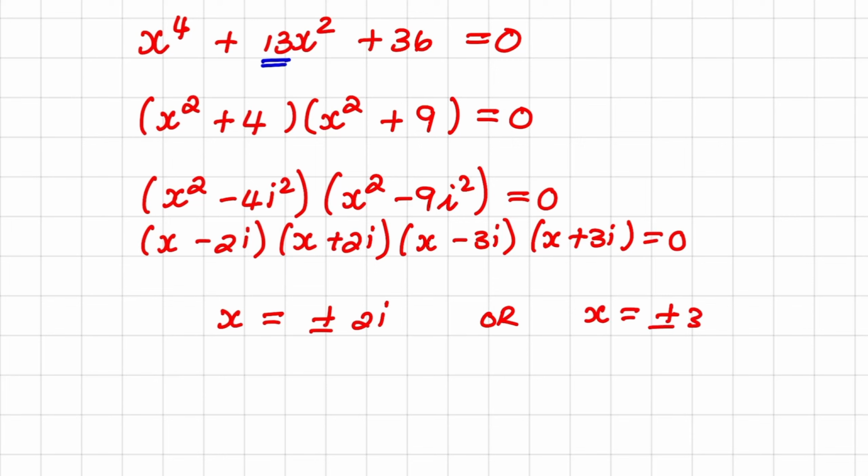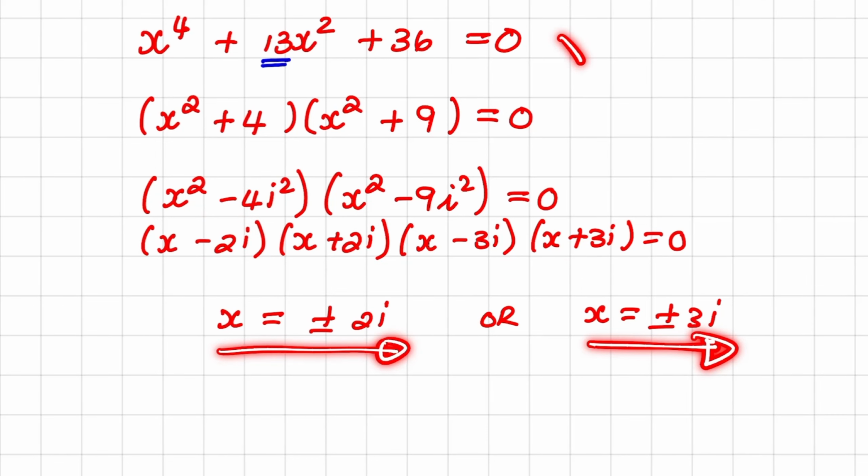So after I factored this trinomial, I used imaginary numbers to create a difference of two squares, which I could factor further. And that resulted in x having 4 possible solutions for this equation.